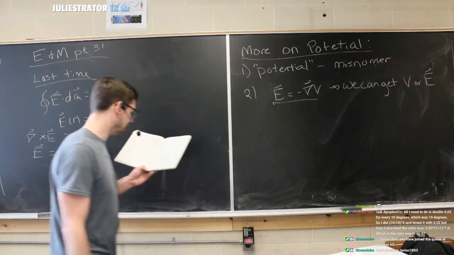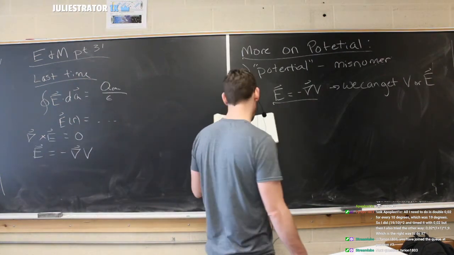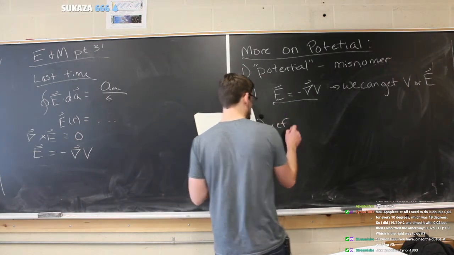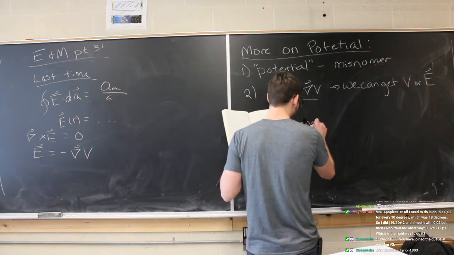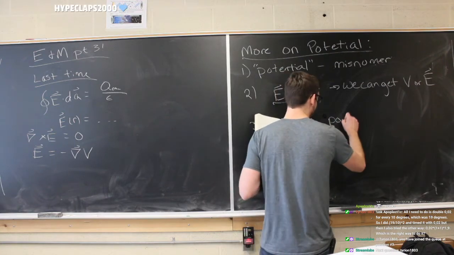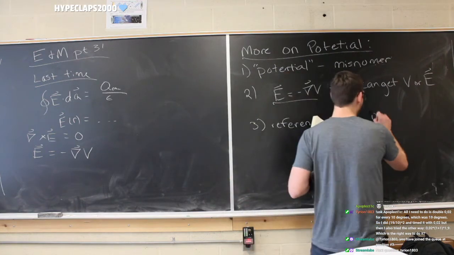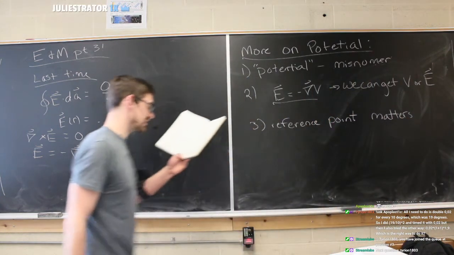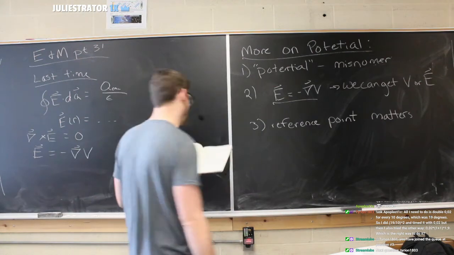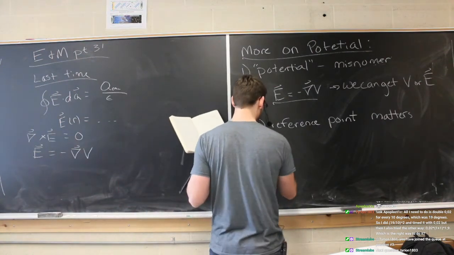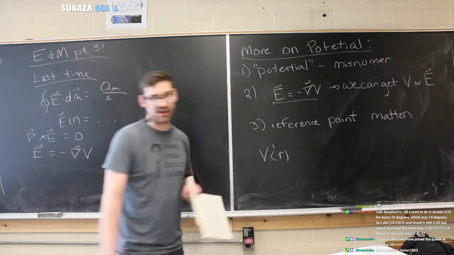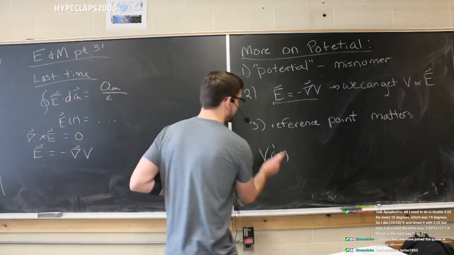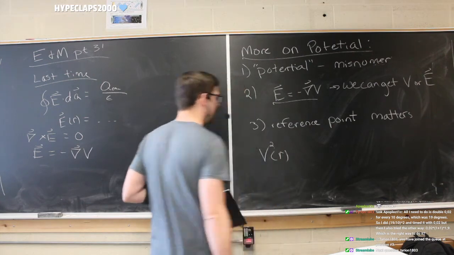So the third thing to say is about a reference point. The third point to make about potentials is that the reference point matters. And we can figure that out relatively simply. Suppose we want to change the reference point of the potential. So we're going to call this potential V. Now remember last time when we did the potential, we had V of r. Now we're going to say, okay, we're just going to move to a different origin.